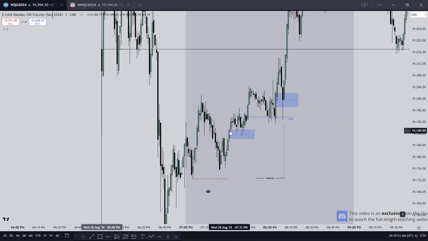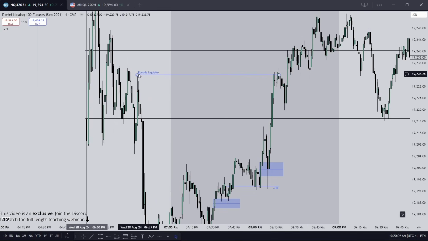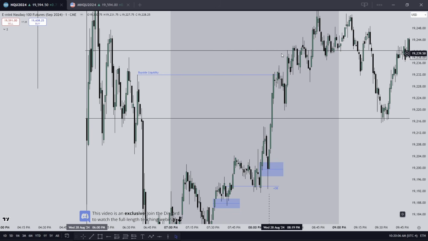Fair value gap entry, order block entry, fair value gap entry. I took this long. You can see that in the My Trades channel in the Discord. Tagging the buy side, I took a partial there, and then I leave a remaining contract on for the new day opening gap quadrant up here.